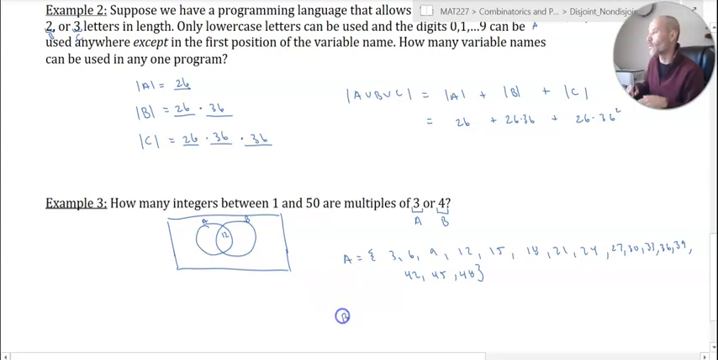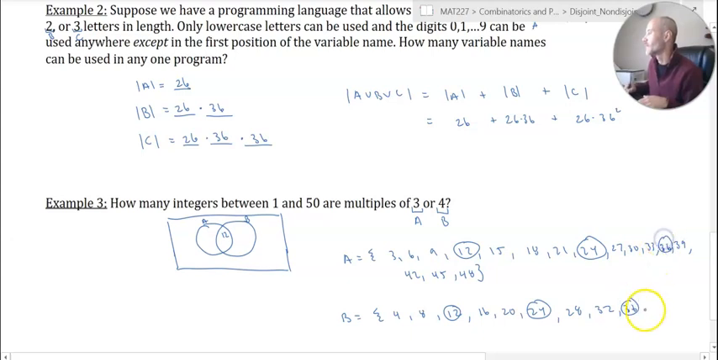Multiples of 4, there's fewer of them. Starting with 4, 8, 12. All right, check it out. We already see one in common. 16, that one's not in common. 20 is not in common. 24, yep, 24. Lo and behold. 28, nope. 32 is not in common. 36, that's in common. 40, 44, and 48. 48 is in common as well.